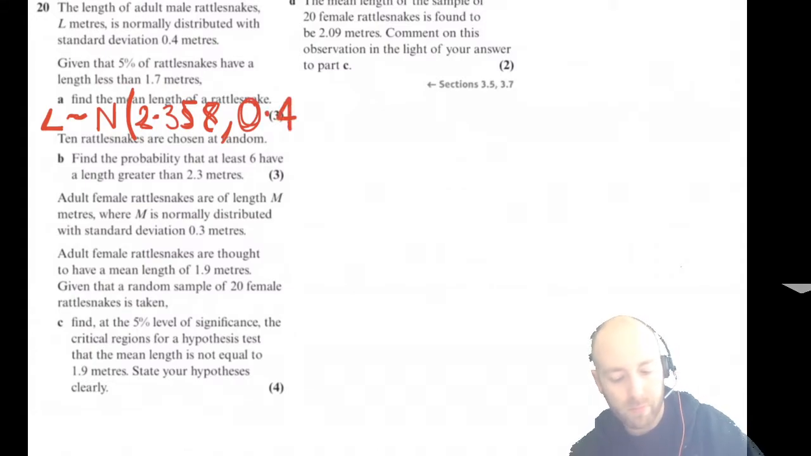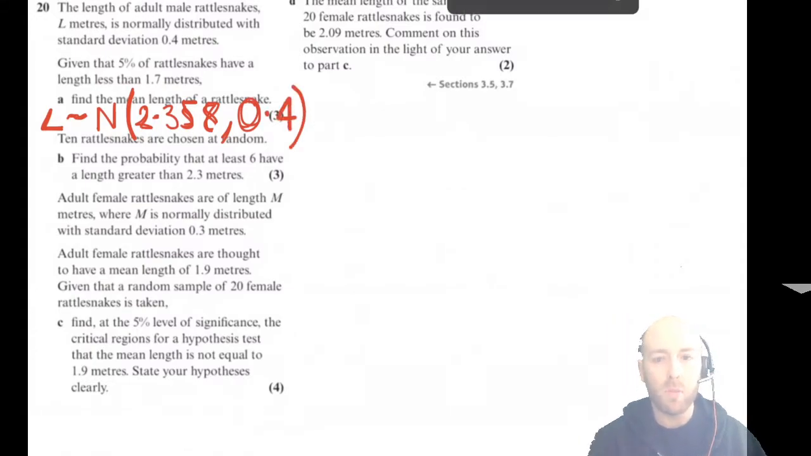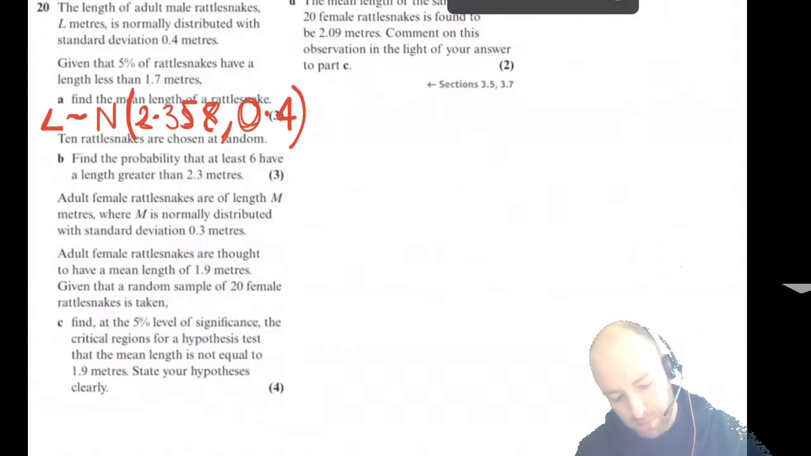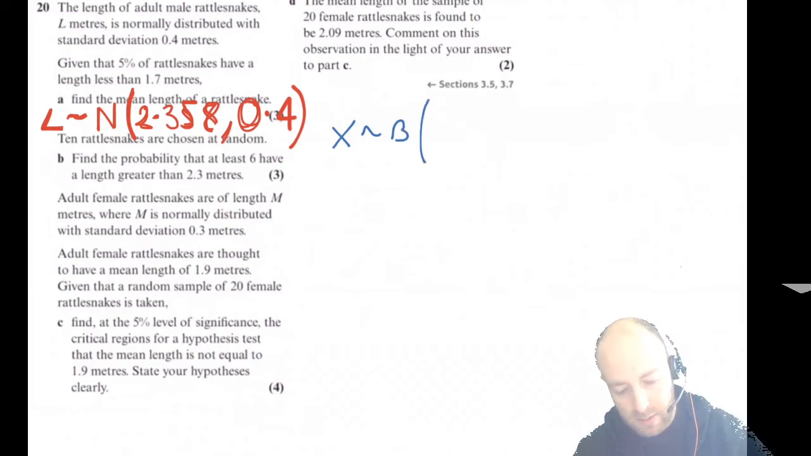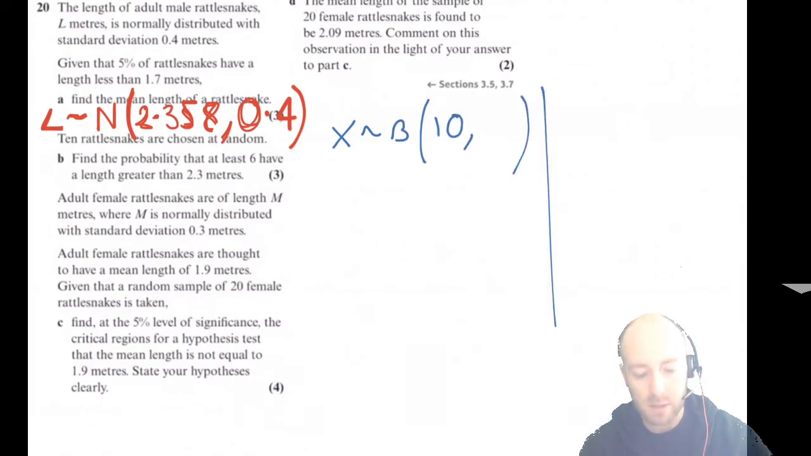Cool. All right, so now we're ready to do the rest of it. So part B, 10 snakes are chosen at random. So 10 chosen at random, that's a number of things. It's already sounding like a binomial. Find the probability at least six, so it's definitely a binomial question. So we want to do binomial. So X is a binomial distribution. We've got 10 in our sample. But we don't know the probability. So we're going to need to find that probability using a normal.